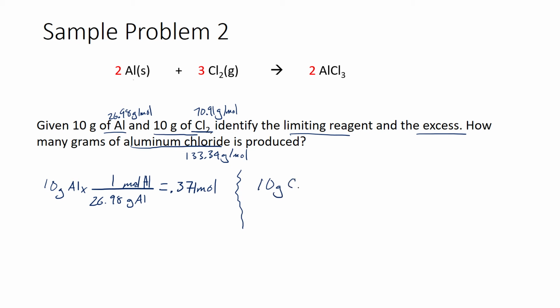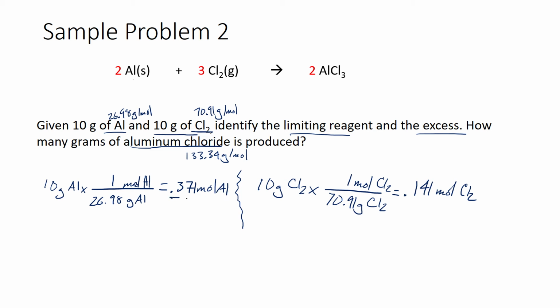Okay. And then let's do the same thing for chlorine. 10 grams of chlorine. Oh, I didn't do the problems very well. This is technically 1 sig fig. Don't sweat that. Right? 10 grams of chlorine. Let's get out of grams of chlorine and go into moles of chlorine. And I know each mole of chlorine weighs 70.91 grams. So 10 divided by 70.91, I get 0.141 moles of chlorine. This is moles of aluminum.